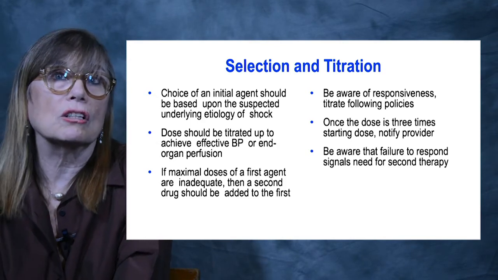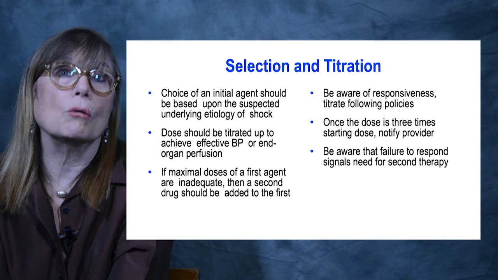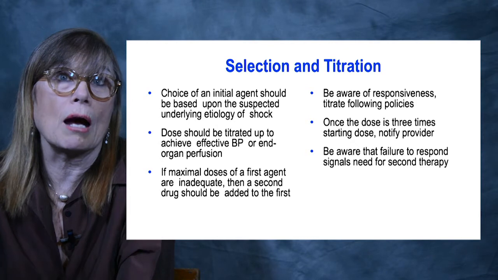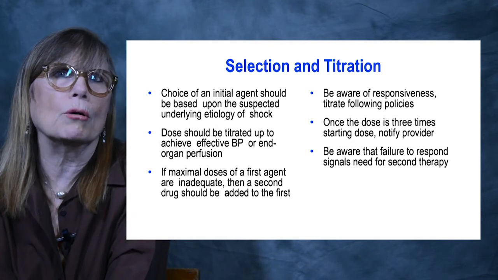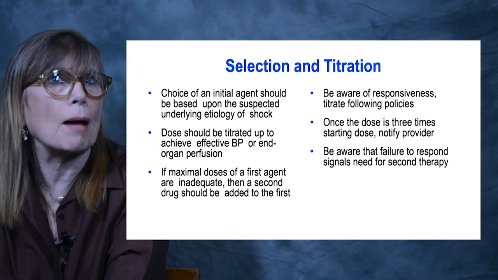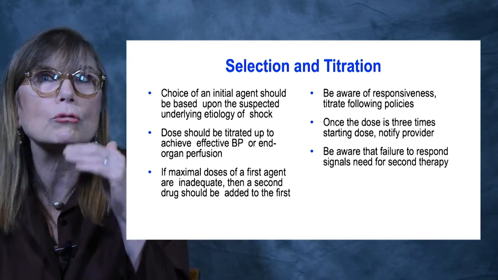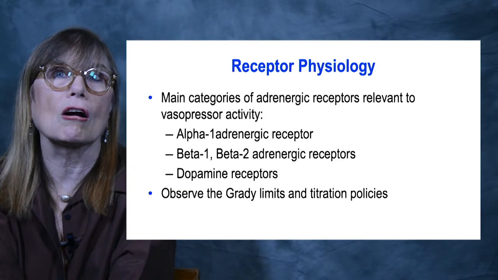So I basically say if you started on 2 and now you're 3 times your starting dose, so now you're at 6 or you're at 8 of norepinephrine, you started at 2 and now you're at 8, you need to notify your provider. They don't know you're titrating upwards, and you need to let them know that that's happening because they may choose to add a second agent. And remember, those failure signals to respond indicate need for second therapies.